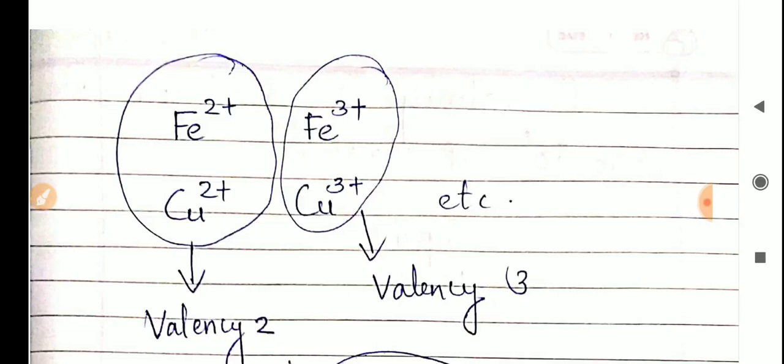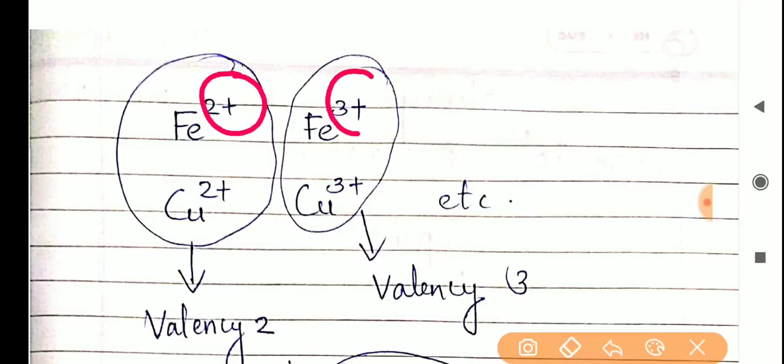Here in this diagram, I have made two different charts. In one column I have Fe2 plus and Cu2 plus, and in another box I have kept Fe3 plus and Cu3 plus. What are these numbers 3, 2 representing? They are valency. Valency we will write at the top with its charge. If it is losing electrons we will put a plus, and if it is gaining electrons we will put a minus.